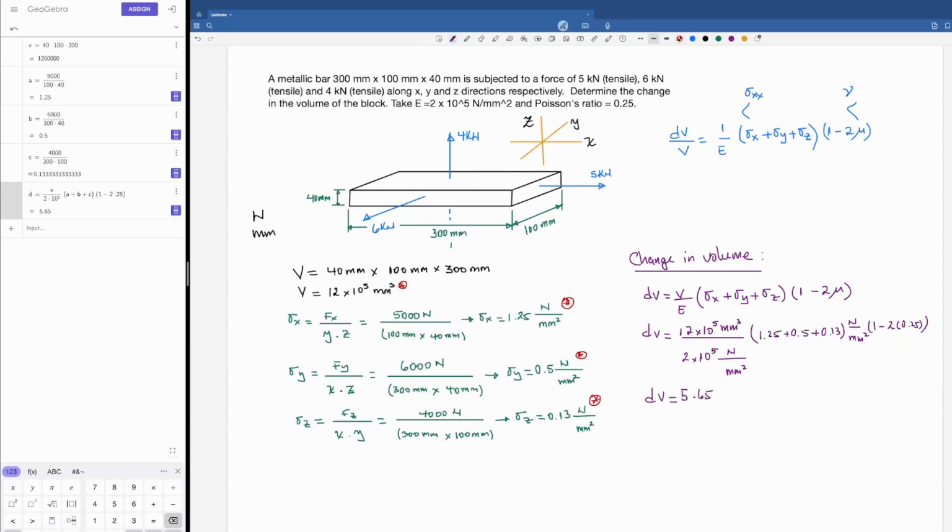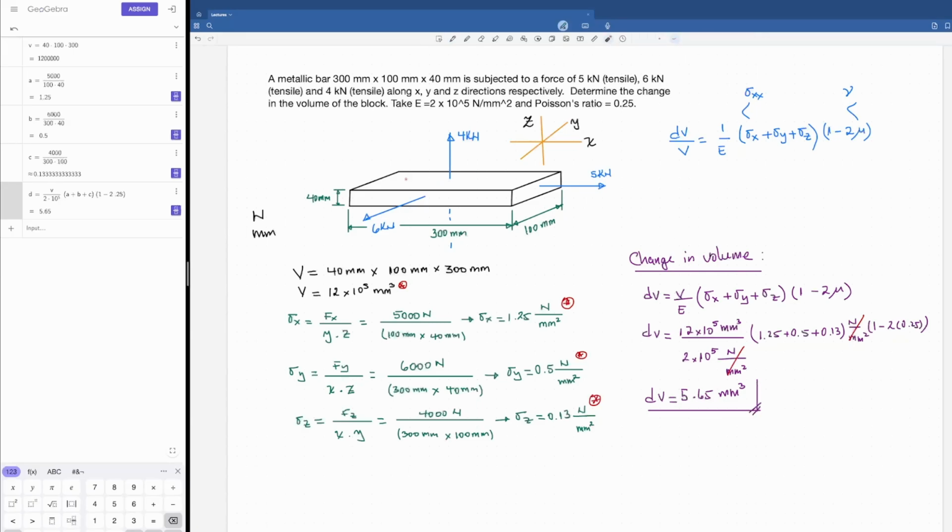So let me check this. I have that this cancels out with this, and the only remaining units are millimeters to the power of 3, which are volume units. So this is going to be what? Millimeters to the power of 3. And this is the answer to this problem.